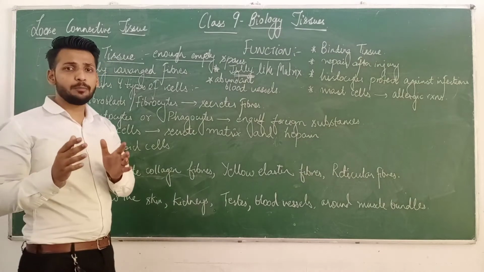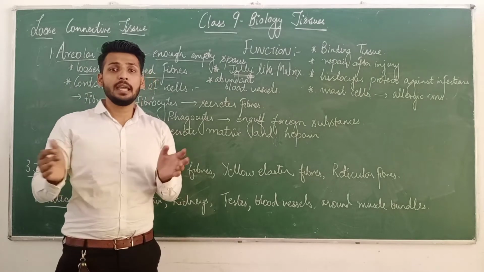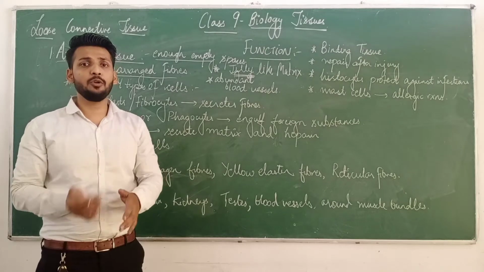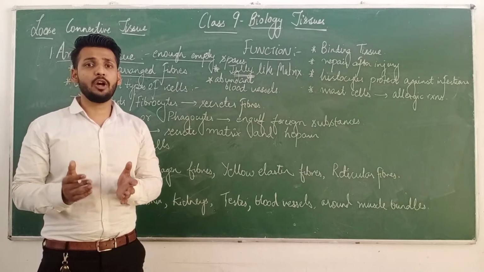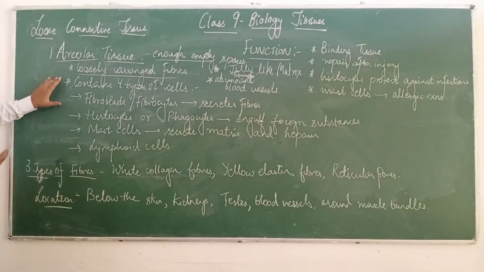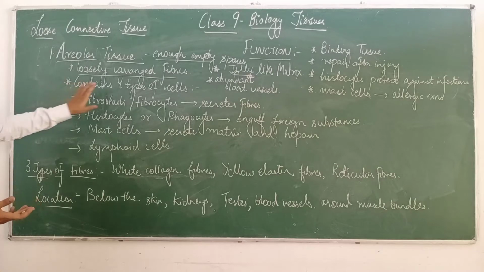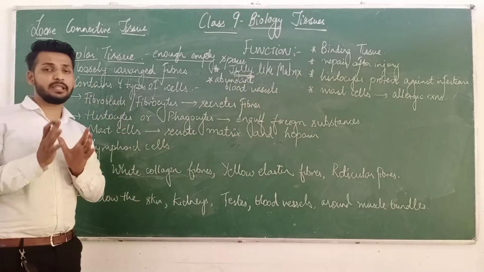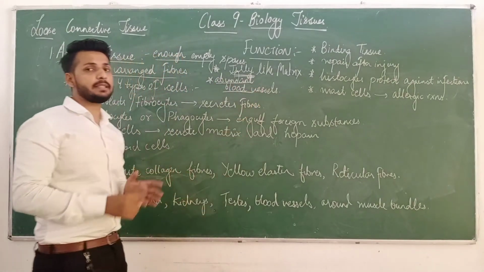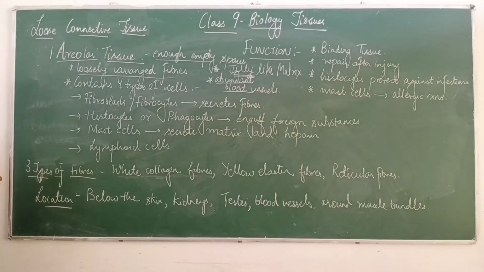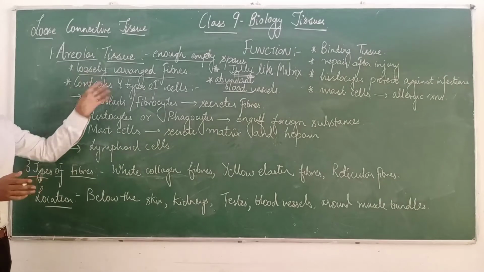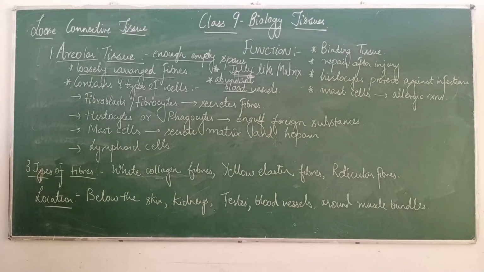Actually here it is most abundant. Why? Because it connects internal organs, like skin to muscles, and it fills the spaces of internal organs. So it is most abundant, and abundant blood vessels are present in areolar tissue. Now we are going to study the four types of cells. It contains four types of cells and three types of fiber.